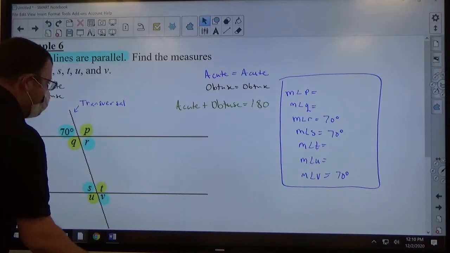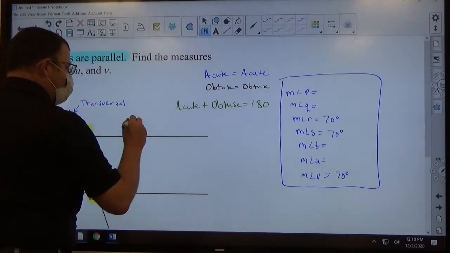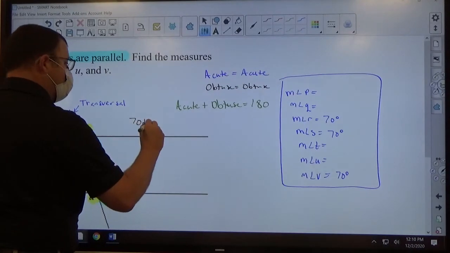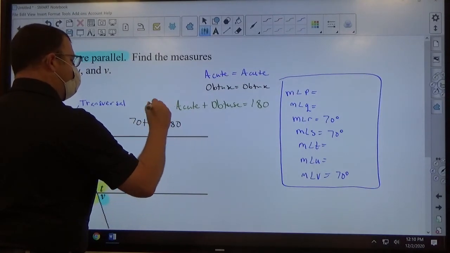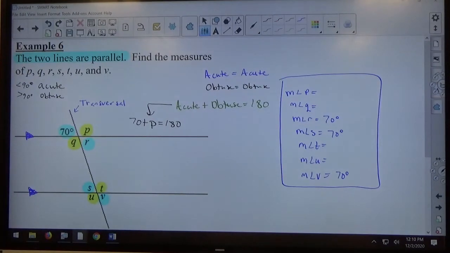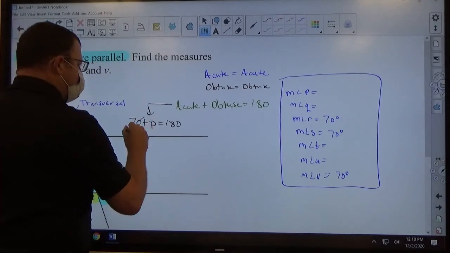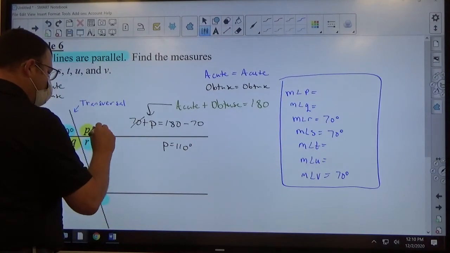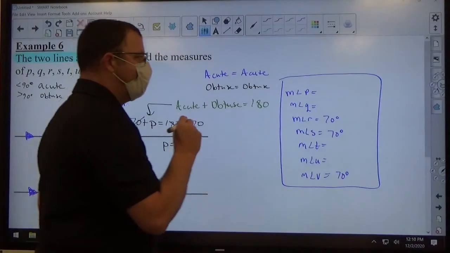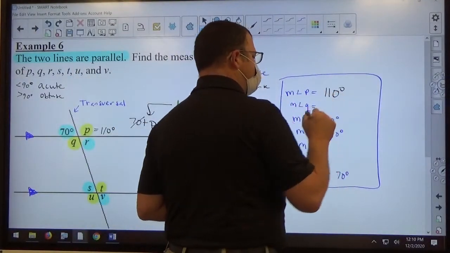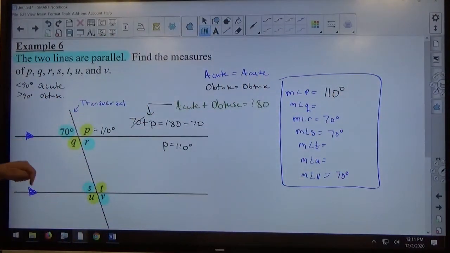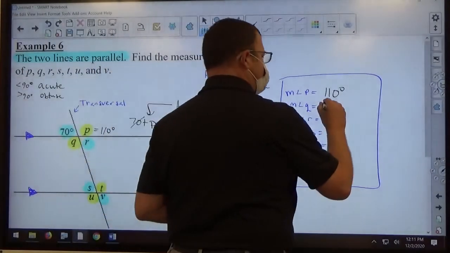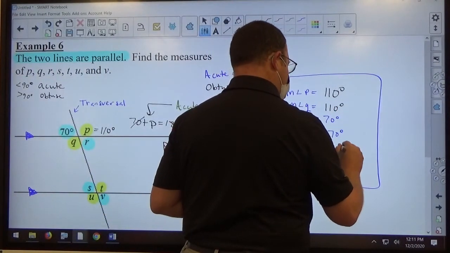So, I know the acute measures 70, so I know that 70 plus one of the obtuses, I'll say P, is equal to 180 based on that fact. One acute plus one obtuse equals 180. If I solve for this, I move the 70 over, I get P is equal to 110. So now I know the obtuse measure is 110 degrees. So P is 110. All the rest of the angles, Q, T, and U, are also obtuse, so they're also 110. So 110, 110, and 110.